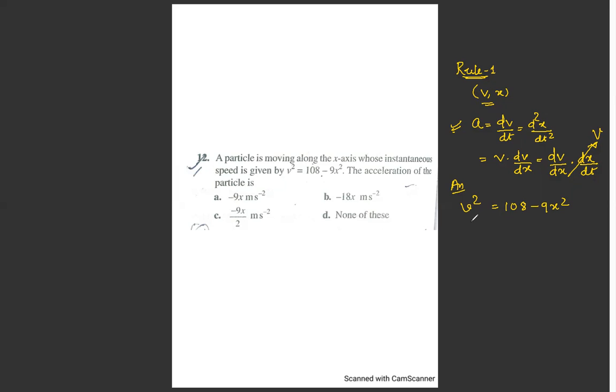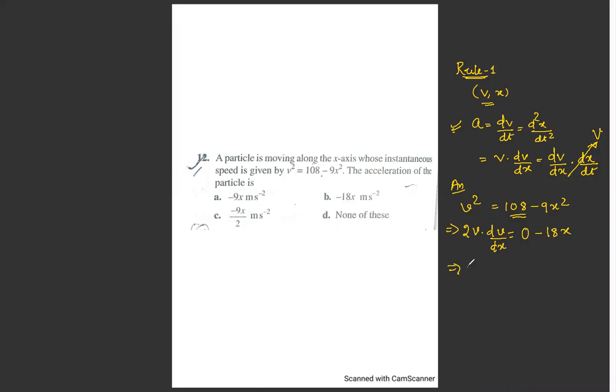I'm differentiating it with respect to x. Differentiating it with respect to x is going to give you 2v into dv by dx. You know that this one is a constant, so whenever you differentiate it, it is going to give you a zero value. Minus 18x. Clear to all of you? Right.